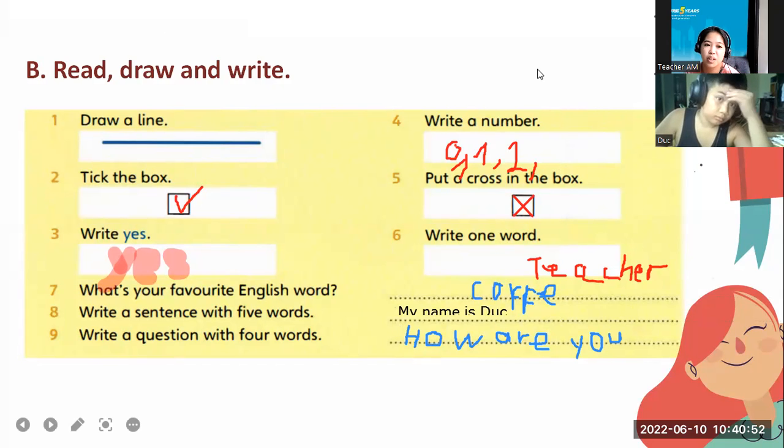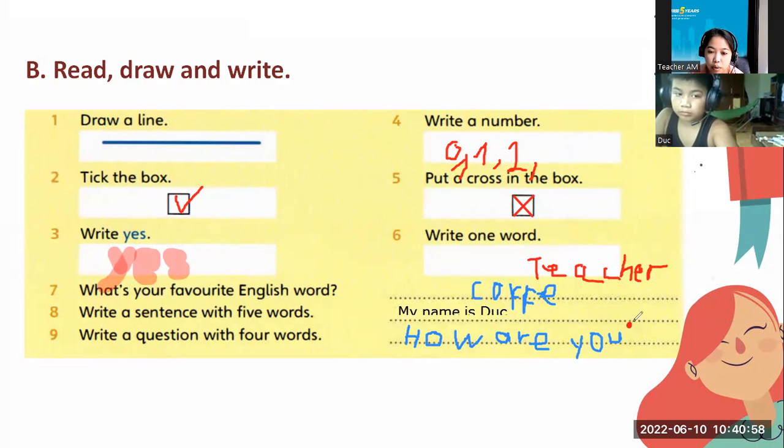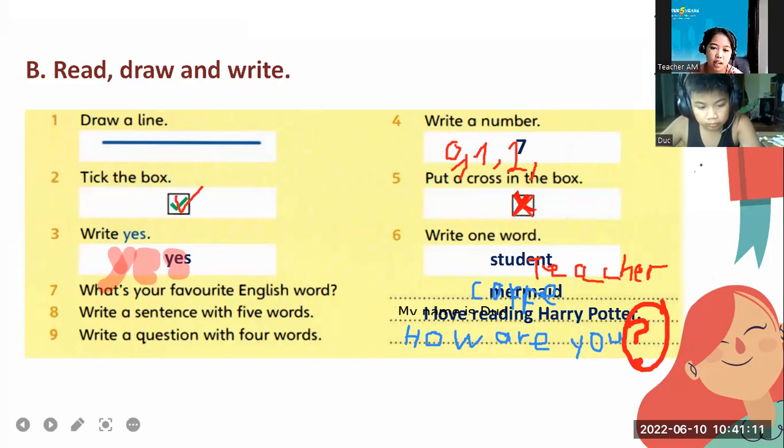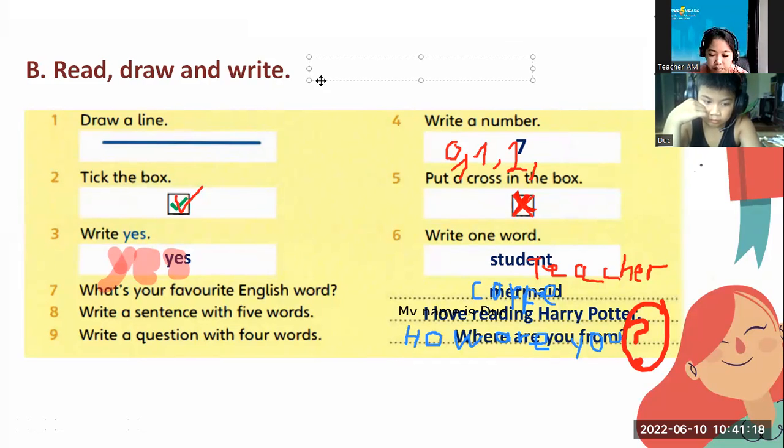Okay, very good. So please remember, Duk, that if you're writing a question, you should write a question mark at the end. This is a question mark. Okay, so let's check your answer. That's correct. Yes. Coffee. Okay. I love reading Harry Potter. Then where are you from? Okay, so for this one, you got a perfect score, which is 9 out of 9.